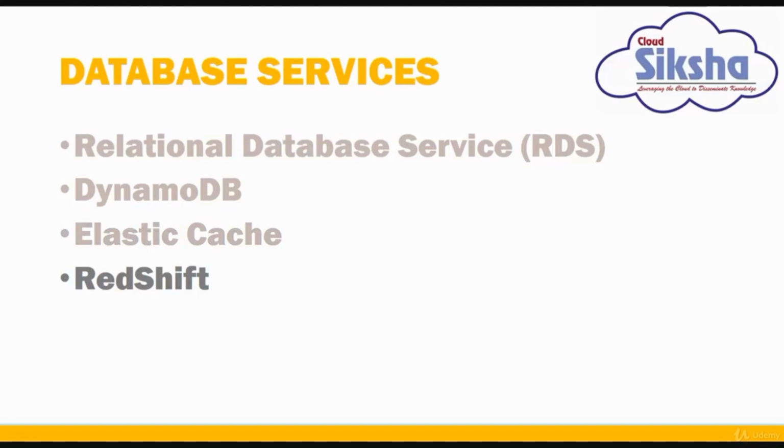Amazon ElastiCache supports two open source in-memory engines, which are Redis and Memcached. The other service from Amazon in this database segment is Amazon Redshift. This is a petabyte scale data warehouse that makes it simple and cost effective to analyze all your data using your existing business intelligence tools.